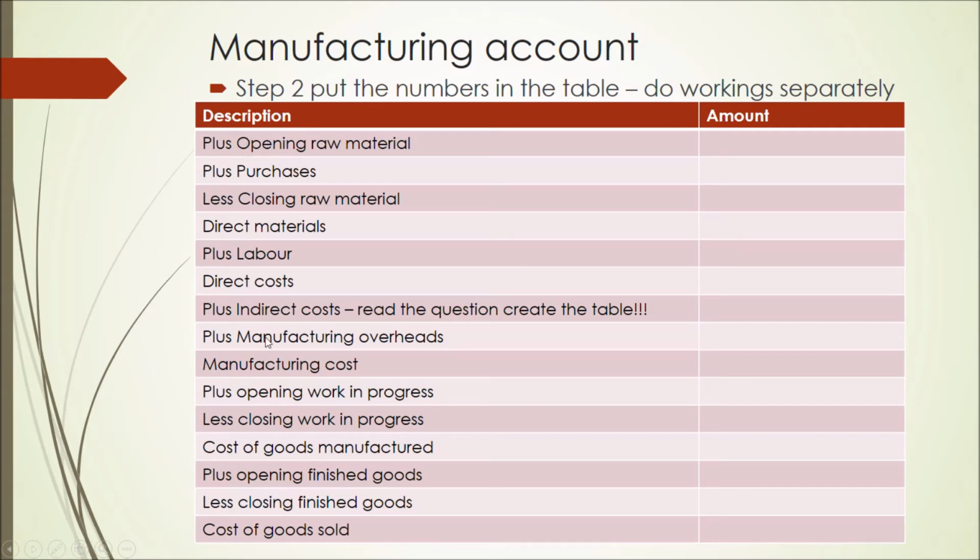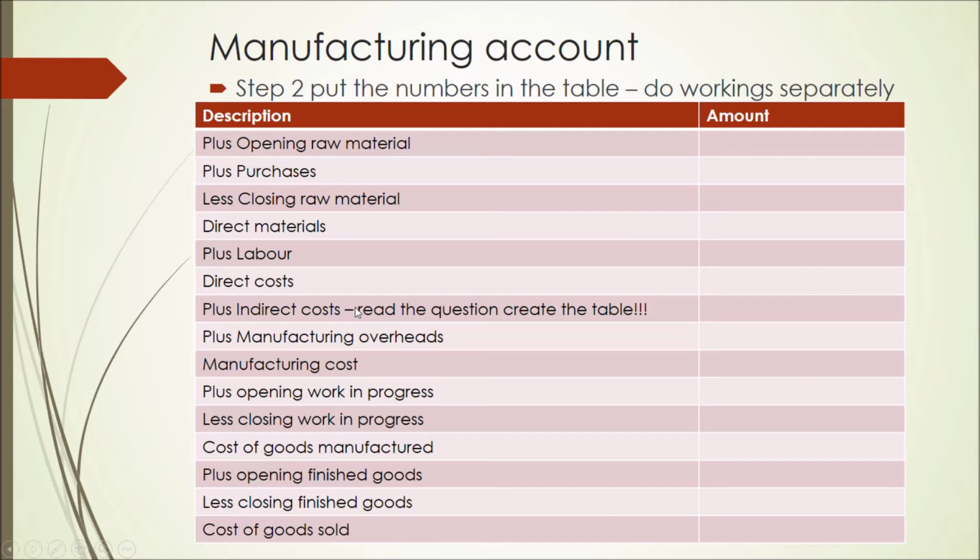you might see this in the question, but you won't see these little pluses and lesses there. The way in which the manufacturing goes is it's plus the opening raw material, plus the purchases, less the closing raw material, and that's going to be your direct materials cost, plus the labour, and that's going to be the direct costs, plus the indirect costs.